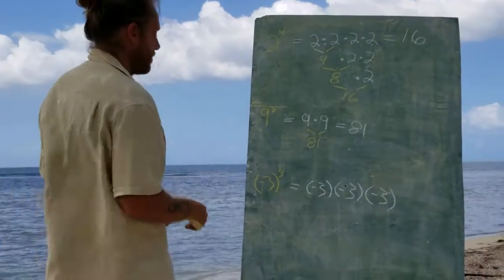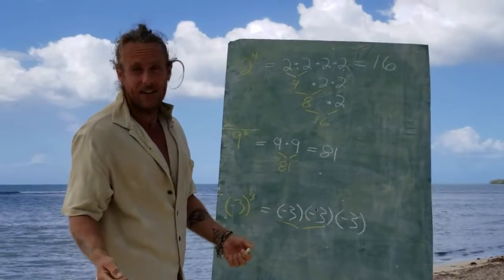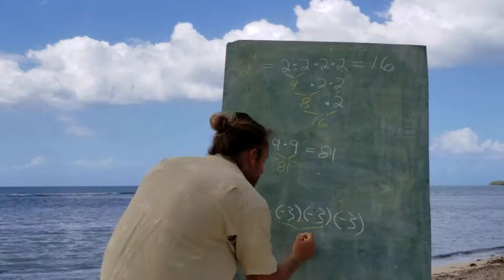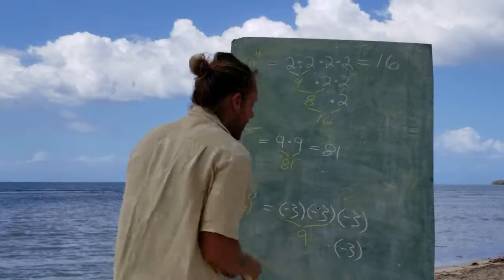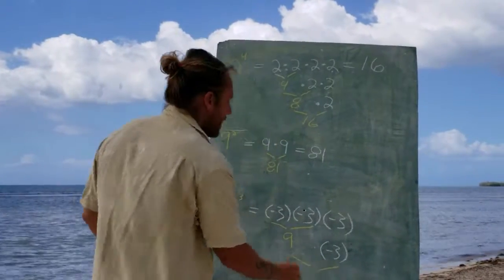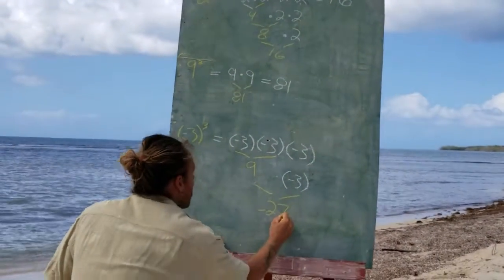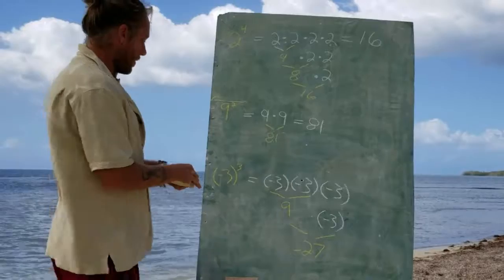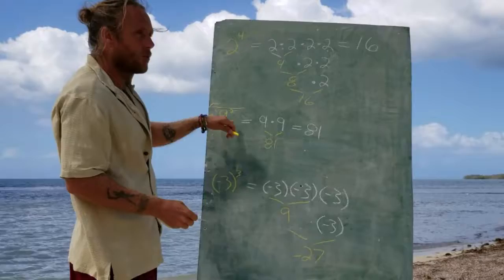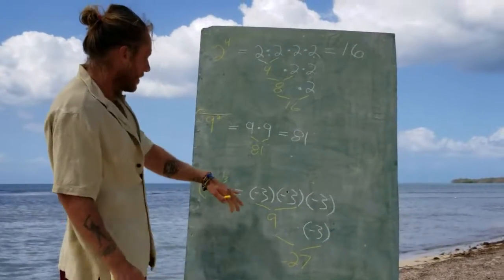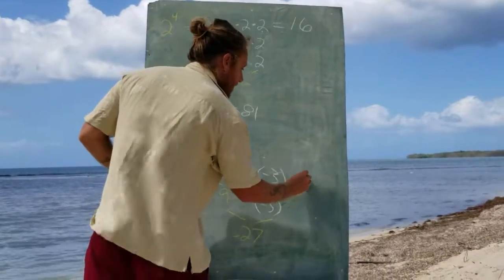So let's simplify this. All multiplication, negative 3 times negative 3. A negative times a negative is a positive. 3 times 3 is 9. Bring down the last factor. Multiply that together. A negative times a positive is negative. So negative 27. So negative 3 to the third, or cubed, if you think of our example as squared, you can see how the cube comes in, is equal to negative 3 times negative 3 times negative 3, which is equal to negative 27.